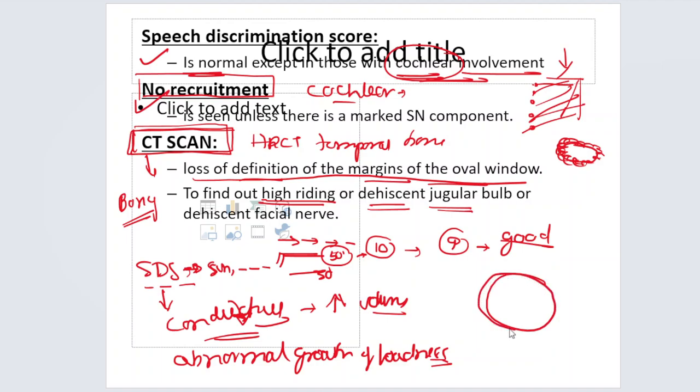This is the middle ear looking through the external auditory canal. So this is the incus, and here you have the stapes. Here is the long process of the incus in the posterior superior quadrant. If the jugular bulb is high and you try to raise the tympanomeatal flap, you may injure it. So high riding jugular bulb, dehiscent jugular bulb, and also the facial nerve. The facial nerve is just behind, posterior superior to the oval window. If there is a dehiscent facial nerve, you have to be more careful because you don't want to damage the facial nerve and cause facial paresis or paralysis to this patient. So CT scan is helpful to find out if there is a high riding jugular bulb, a dehiscent jugular bulb, or a dehiscent facial nerve.